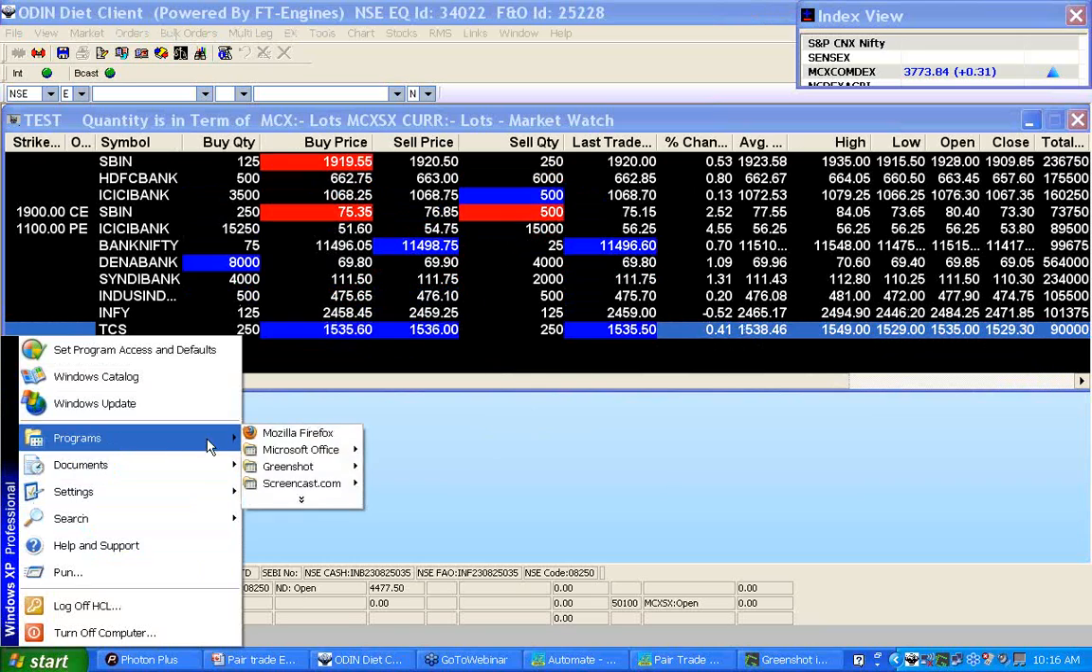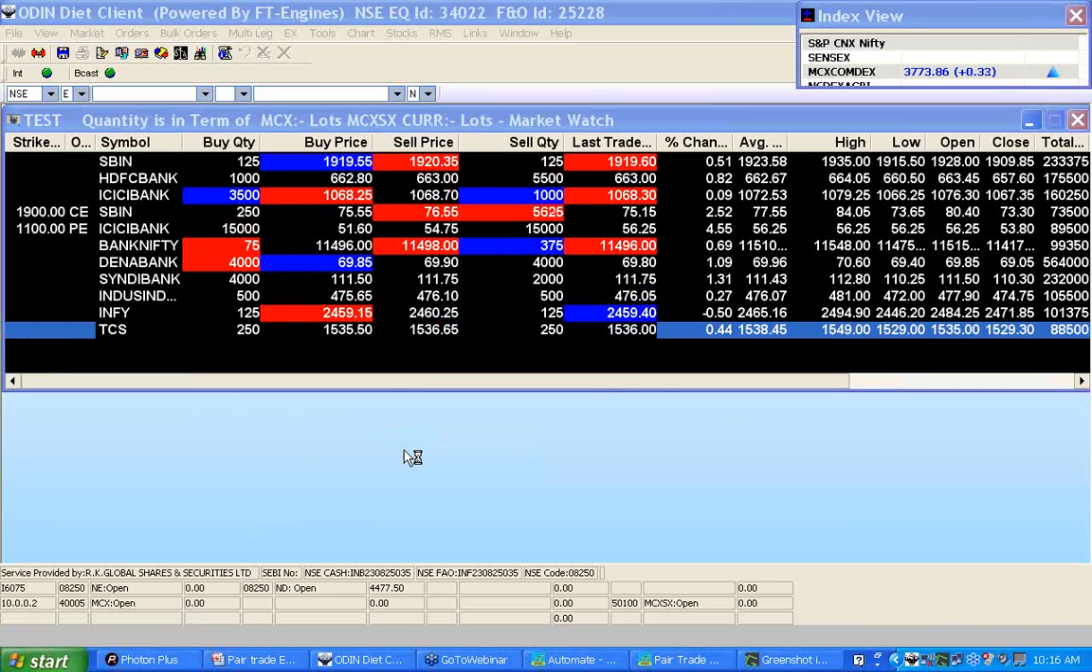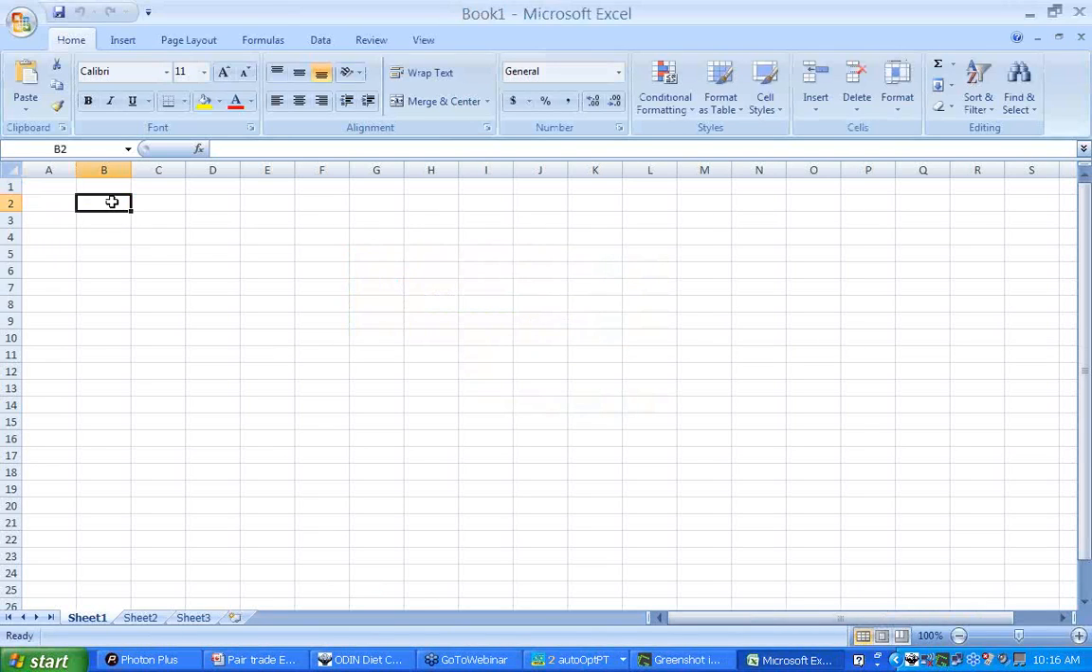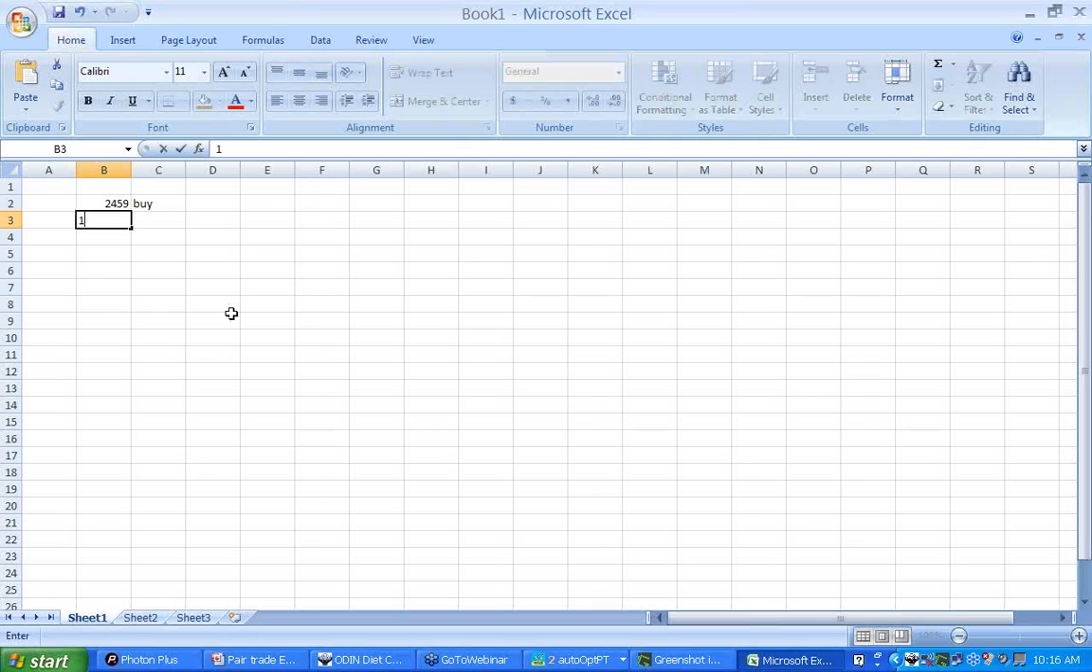So let me take one Excel sheet also, where we'll do a small piece of work. 2459 and 1535. 2459, we are buying it. 1535, we are selling this. I have taken one lot for future. This should be done with the future, not with the cash, because in the cash segment you cannot hold a selling order. So you have to see the values on a lot size basis.